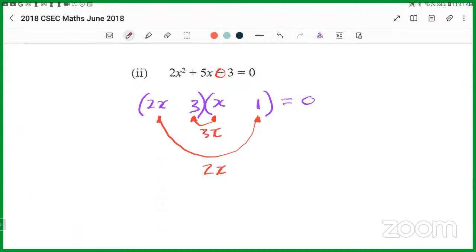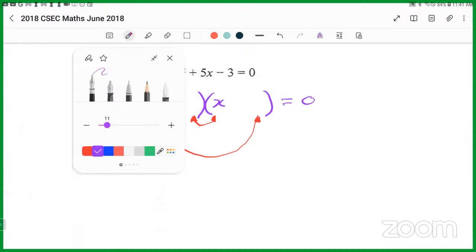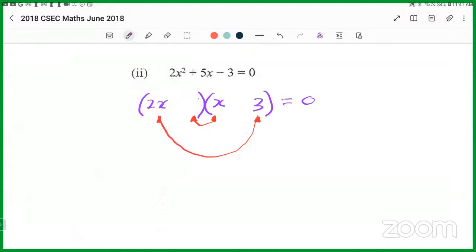The near product is 3x. The difference between 3x and 2x is 1x. But the middle term is 5x. So it means that I don't have these values in the correct places. They have to be the other way around. So this 3 must go here, and this 1 must go here. So I'm going to switch them around now. I'm going to put the 3 here instead and put the 1 here.